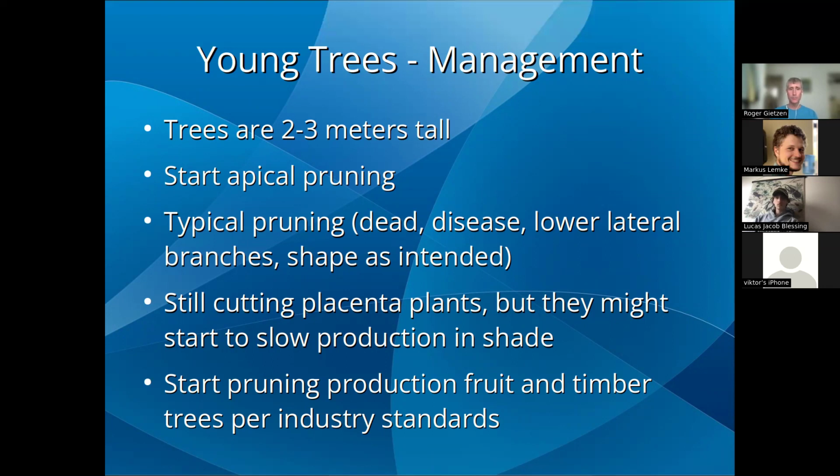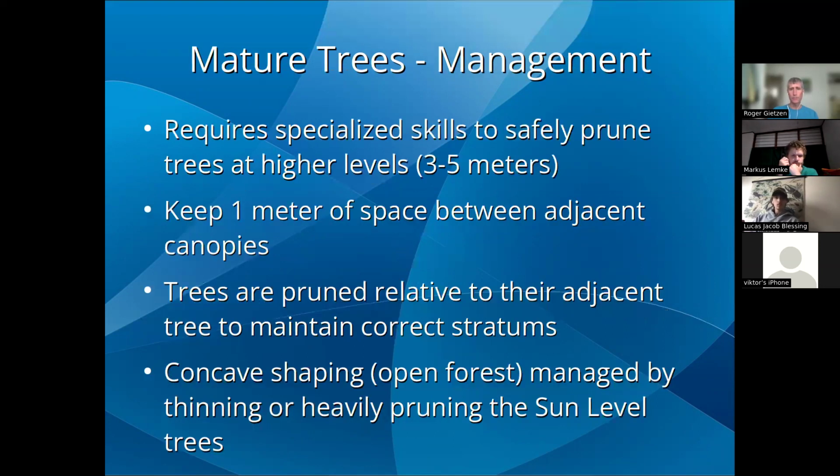During this period of time, it's kind of a transition time. So we also still need to be doing a lot of cutting of our grasses, our Mexican sunflower, our placenta plants. But they're starting to slow down a little bit typically when the trees get to this stage. And we're going to start, yeah, shaping not only our biomass trees, but our production trees.